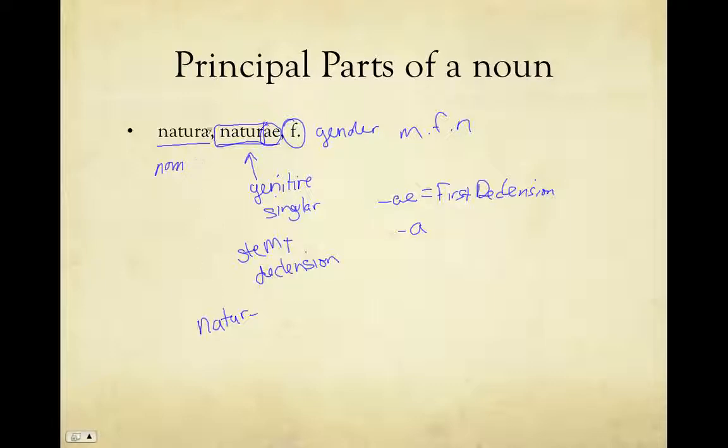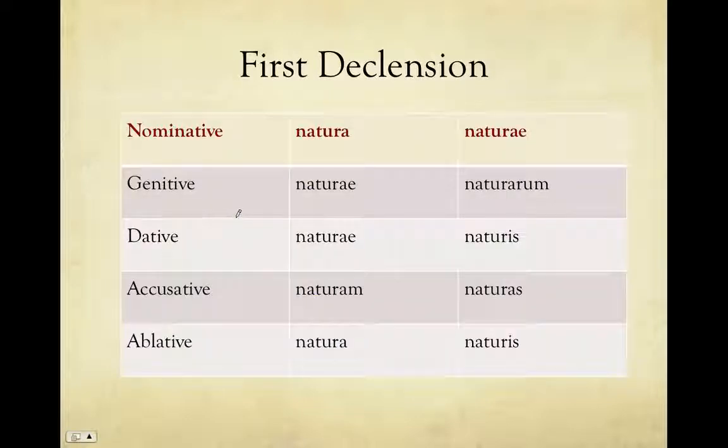You may say, well, I could just take the A off of natura and get the same stem, but this won't always work. The third declension is notoriously difficult to predict a stem from the first principal part. So use the genitive singular to determine the declension and the stem, and your life will be much easier. Now the first declension, again, is just a fancy word for the particular pattern that we follow to form the 5 cases.